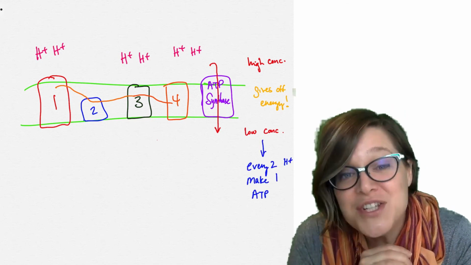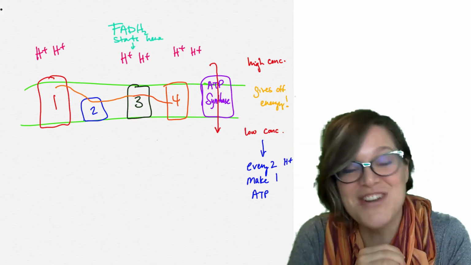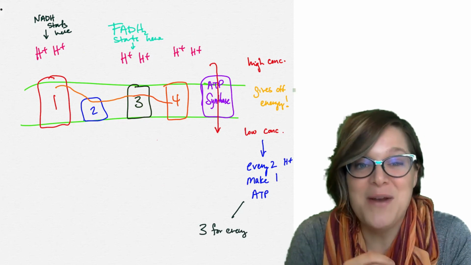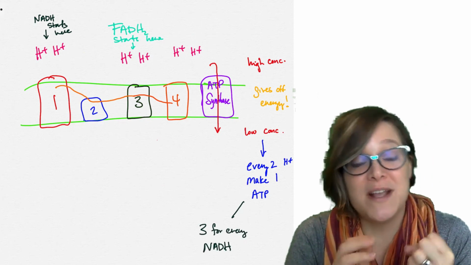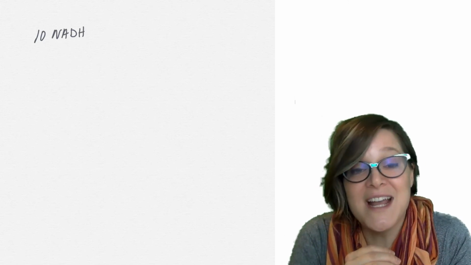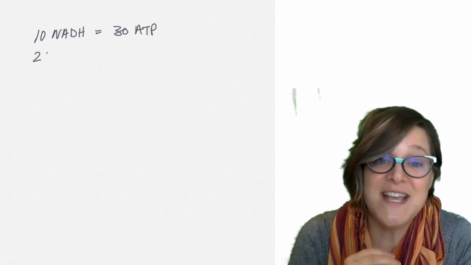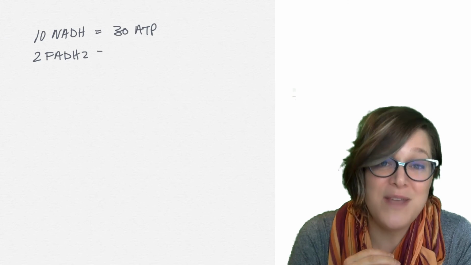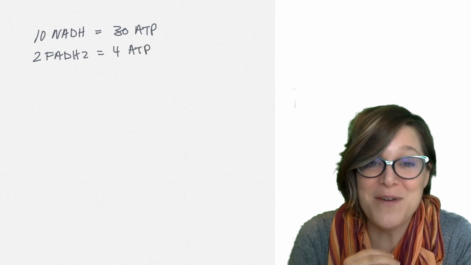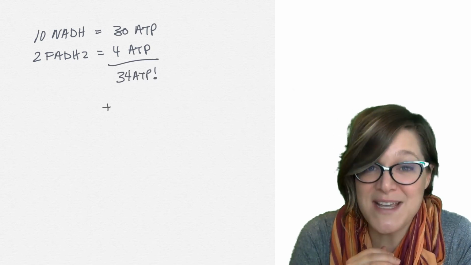This is a little more efficient for the NADs because they can start at a little bit higher height, basically, in the energy game. And because of that, for every NAD, we get 3 ATP, and for every FAD, we only get 2. Now, let's do some math. Since we started with 10 NADs, that means we get, on average, 30 ATP from those NADs. And since we start with 2 FADH2, that means that we get 4 ATP from those. So in using this process, we've generated 34 ATP.